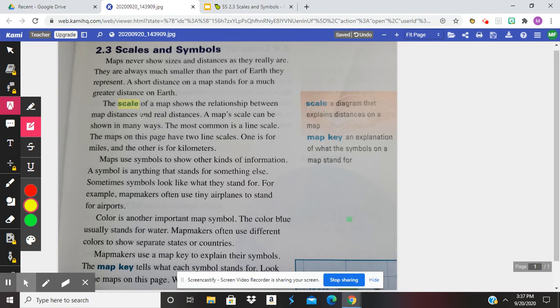So what you need to do, you need to read around the word. What is a scale? So the scale of a map shows the relationship between map distances and real distances. Also, they put these little things over here too that also gives you the answer. Scale is a diagram that explains distances on a map.